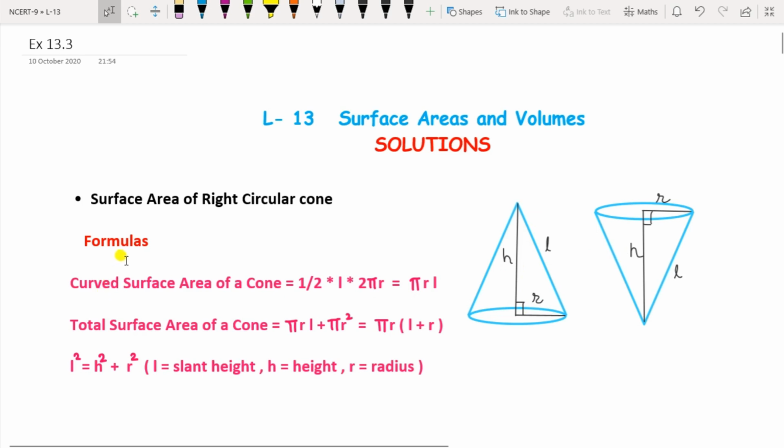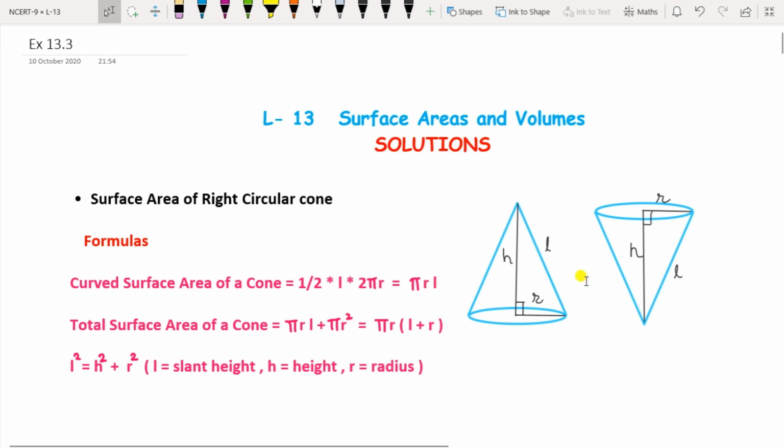Formulas for the solution of this exercise: curved surface area of a cone is 1/2 multiplied by L multiplied by 2 pi r. That 2 will get cancelled, so the remaining will be pi r L, where L is the slant height. This is the height here and this is the R, so it becomes a right angle triangle, and L is the hypotenuse. Therefore by Pythagoras theorem, L square equals H square plus R square, where L is slant height, H is height and R is the radius.